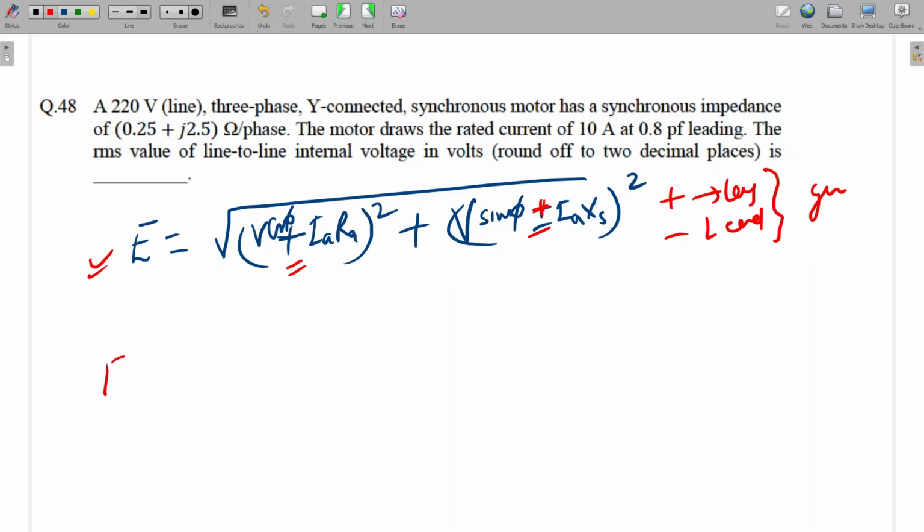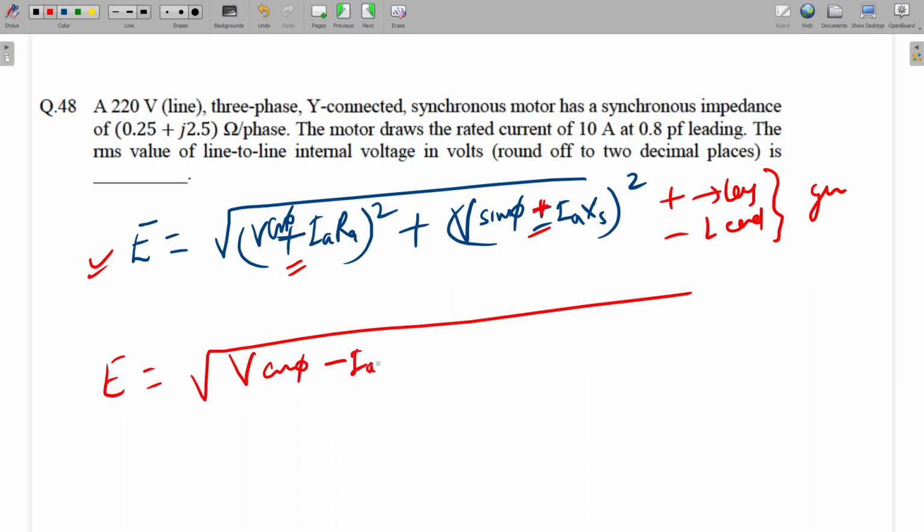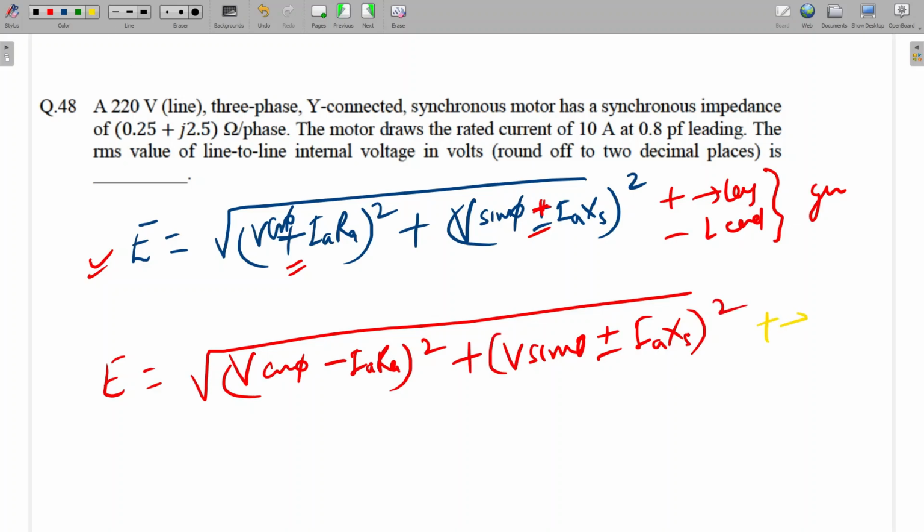And the same formula we can write for motor. So E will be equal to sqrt[(V cos phi - Ia Ra)^2 + (V sin phi ± Ia Xs)^2]. In this case, plus will be for lead, minus will be for lag. So like this we can memorize. Here, in the first part, for generator it will be plus, for motor minus. Here plus or minus will be there: for generator, lagging will be plus and leading minus, and in case of motor, this will be plus for lead and minus for lag. I think all of you know this formula.